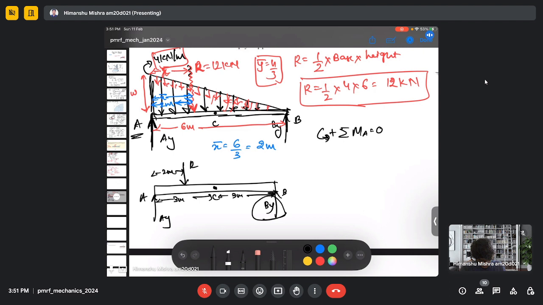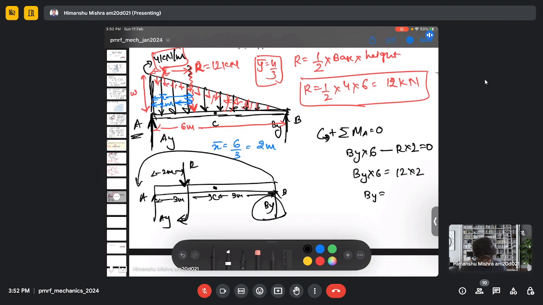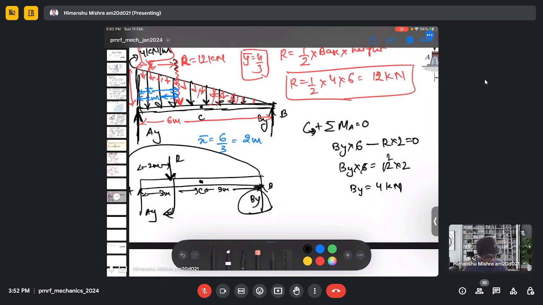So the moment at A will be due to normal reaction at B, which is counterclockwise direction, and the resultant force R, which is at clockwise direction around A. My R is 12, so B is 4 kilonewton. So this is my normal reaction.